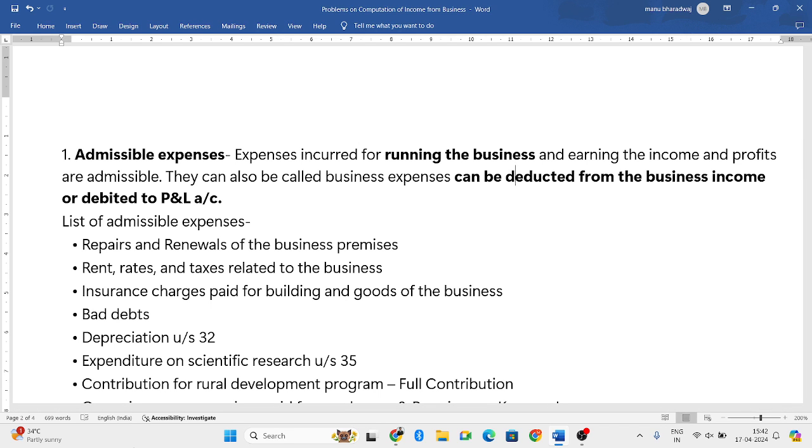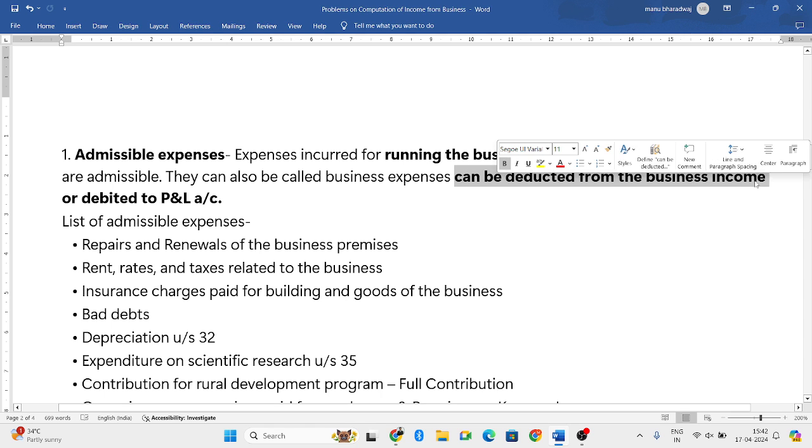And earning the income and profits are admissible, isn't it? When we are running the day-to-day business, day-to-day operations, of course certain expenses will be incurred. So those expenses are admissible. These expenses can be deducted from business income.